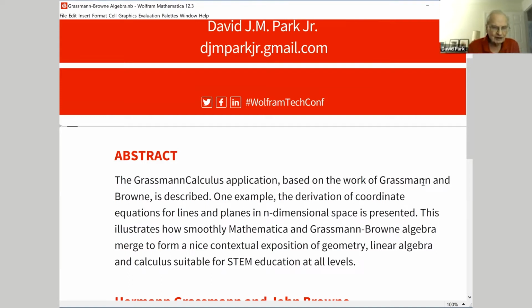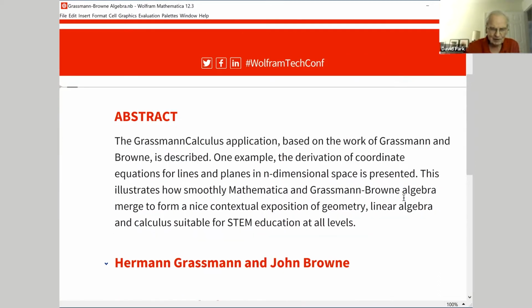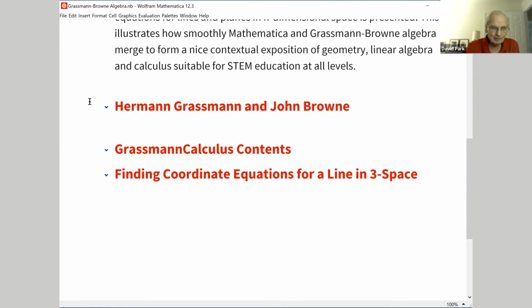And then we'll do one example, which is the derivation of coordinate equations for lines and planes in n-dimensional space. This will illustrate how smoothly Mathematica and Grassmann-Browne algebra merge to form a nice contextual exposition of geometry, linear algebra, calculus, suitable for STEM education at all levels. So let's start with our main characters here.